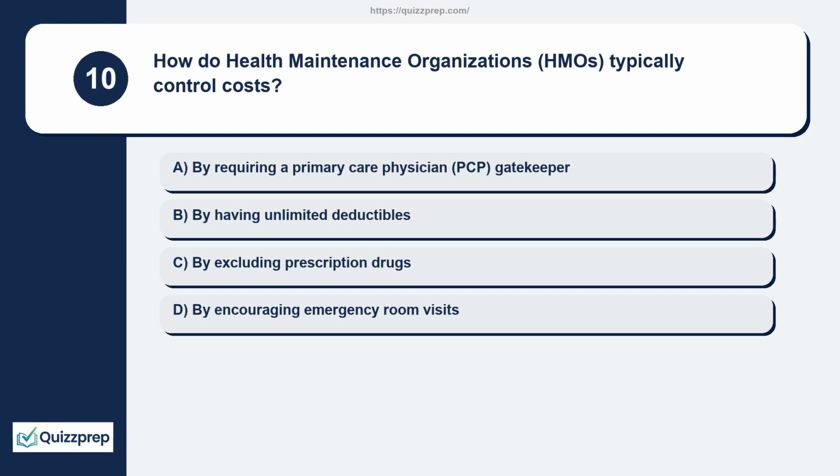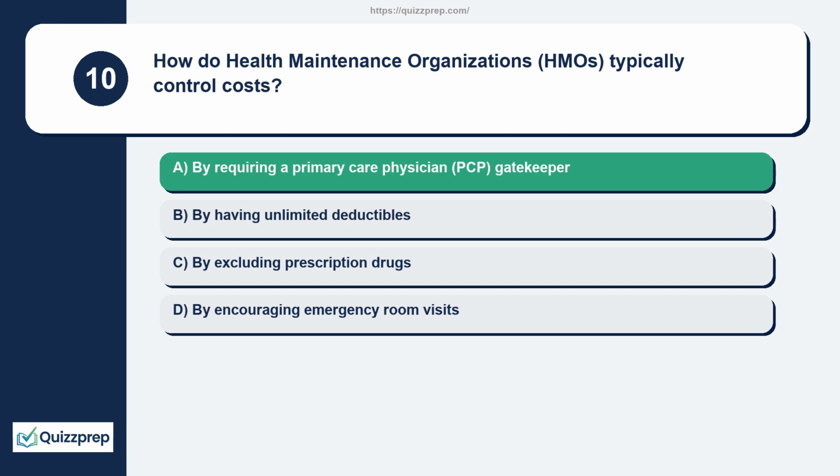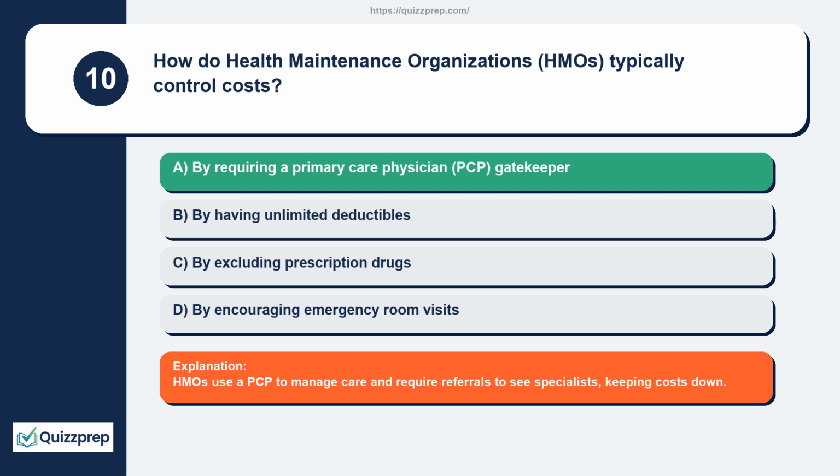Question 10. How do health maintenance organizations, HMOs, typically control costs? By requiring a primary care physician, PCP, gatekeeper. By having unlimited deductibles. By excluding prescription drugs. By encouraging emergency room visits. HMOs use a PCP to manage care and require referrals to see specialists, keeping costs down.